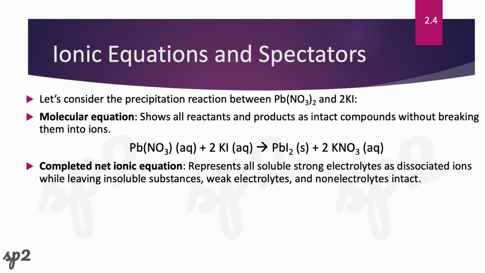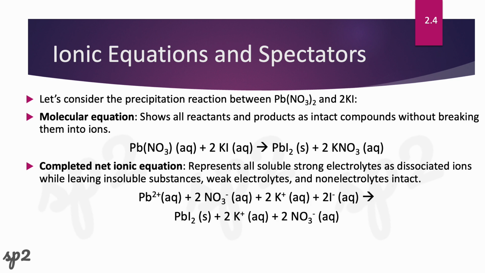Okay, so in this example, my lead nitrate is a fully soluble compound. Again, how do I know that? This is from the table, right? Nitrates are always soluble. I also have potassium iodide, which is also fully soluble. So anything that is fully soluble, you're going to break down into its cations and anions, right? On the product side, I have lead iodide, which is a solid, so I'm just going to write that as it is. And then I have potassium nitrate, which is also a fully soluble compound, so I need to break it down into its cation and anion, okay?